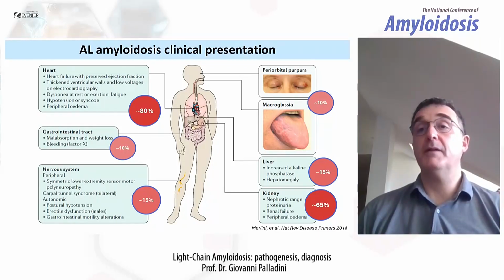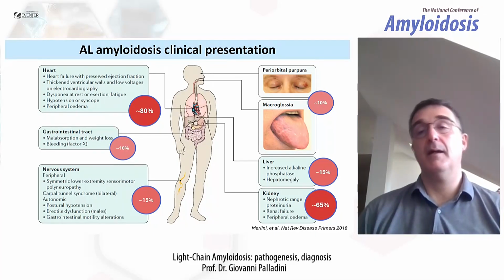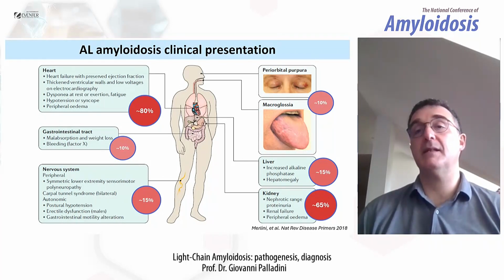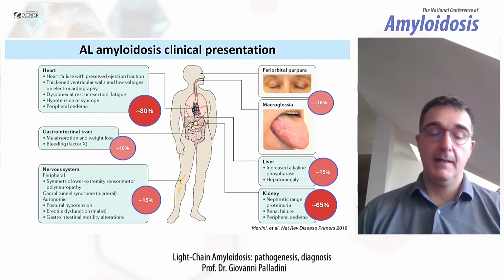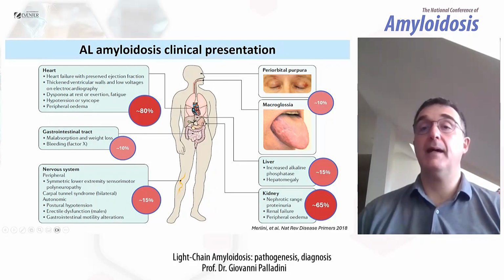Then you can have involvement of soft tissues. This soft tissues involvement gives rise sometimes to pathognomonic manifestations of the disease, such as macroglossia or the periorbital purpura that you can see in the slide. Sometimes, however, despite these soft tissues manifestations very strongly pointing to AL-type amyloidosis, these manifestations are late, and unfortunately they are rare. So it is difficult that you have this help in recognizing the disease.